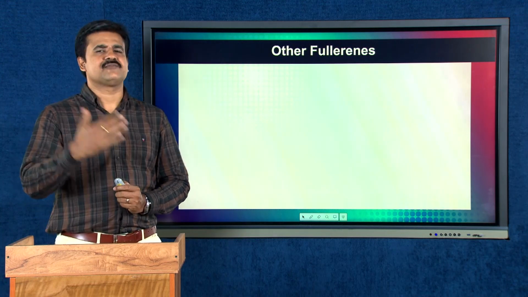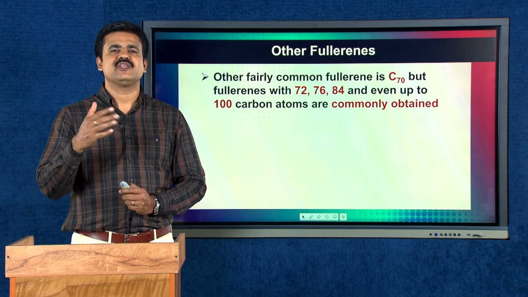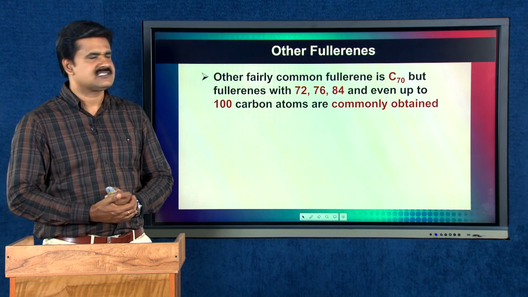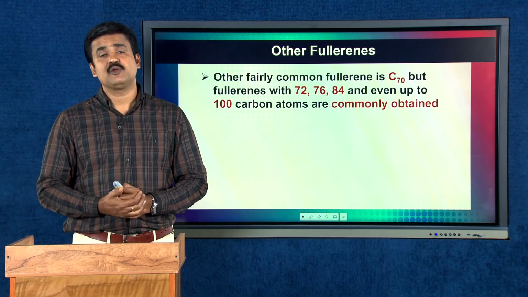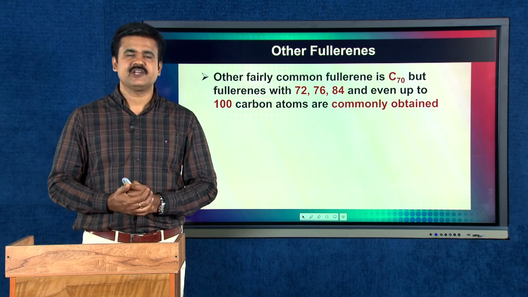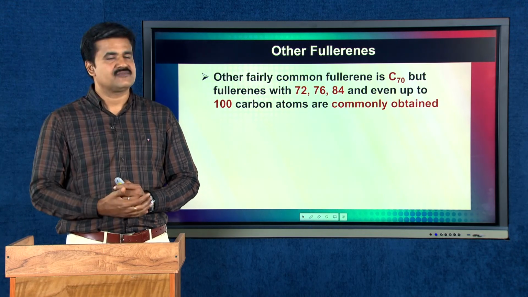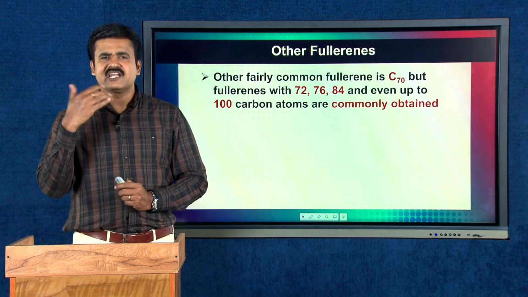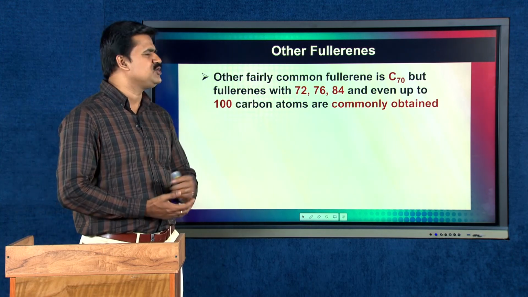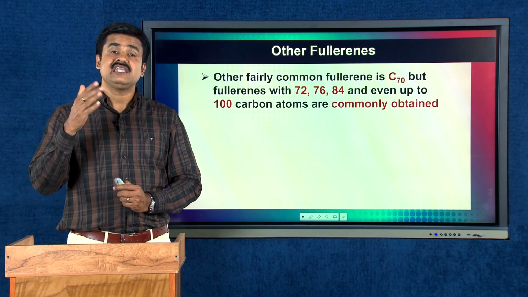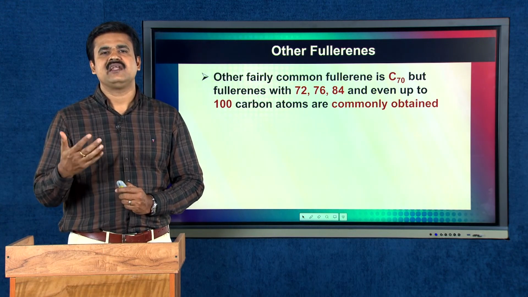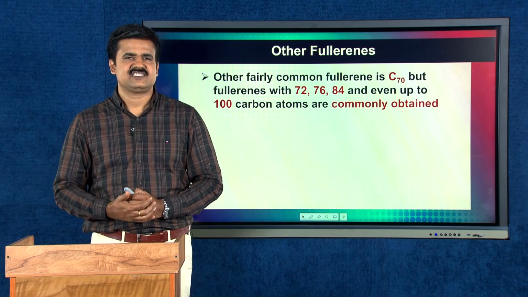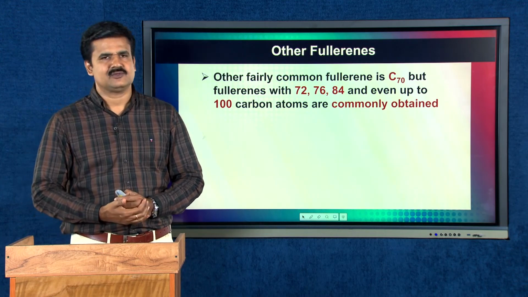Now there are several other fullerenes known. We are moving into the details of other fullerenes. Another fairly common fullerene is C70. The most common one is C60, that we know well. In addition to C60, there are some other fullerenes, and a common one is C70. But fullerenes with 72, 76, 84 and even up to 100 carbon atoms are commonly obtained. But their stability is very poor when compared with C60. So, there are other fullerenes also.